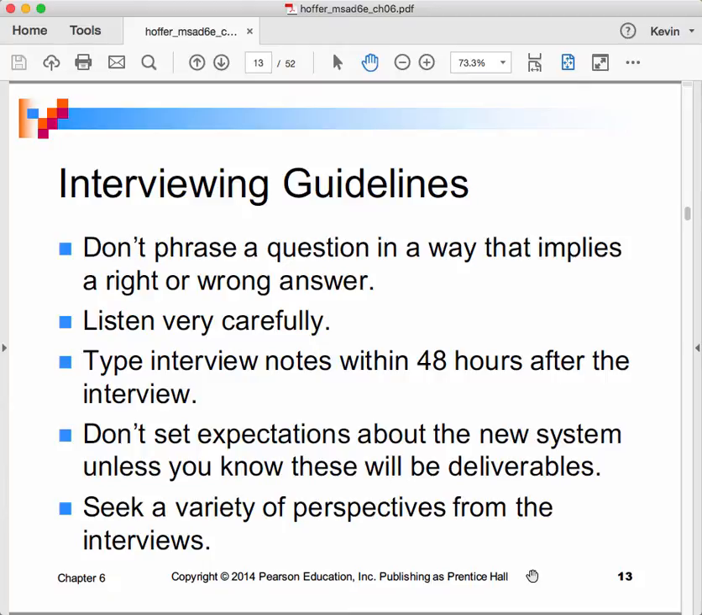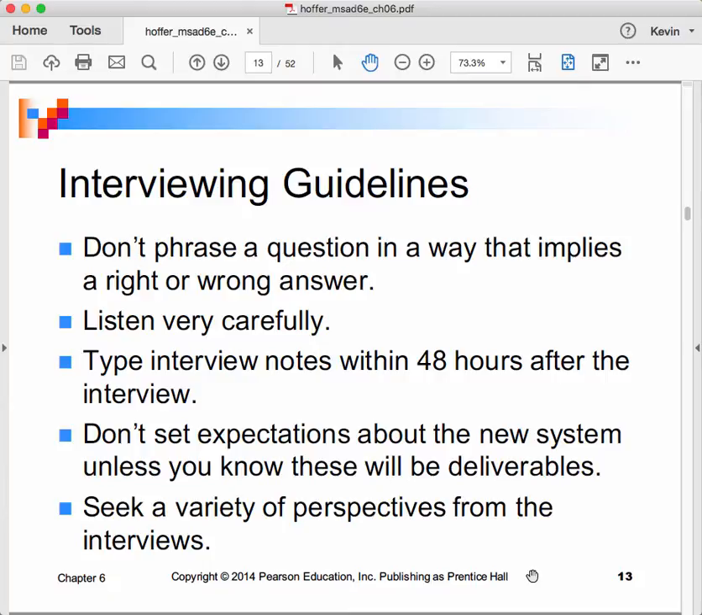It all starts to blur together very quickly. So you really need to write up your notes and formalize them as soon as you can. Don't set expectations about the new system, about whatever solution we're going to have, unless you know that these will be things that you can deliver.